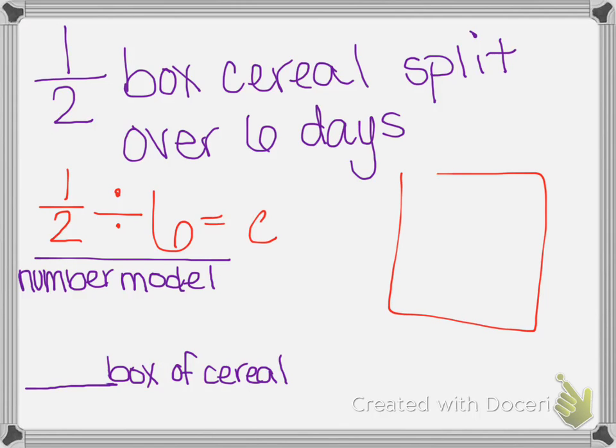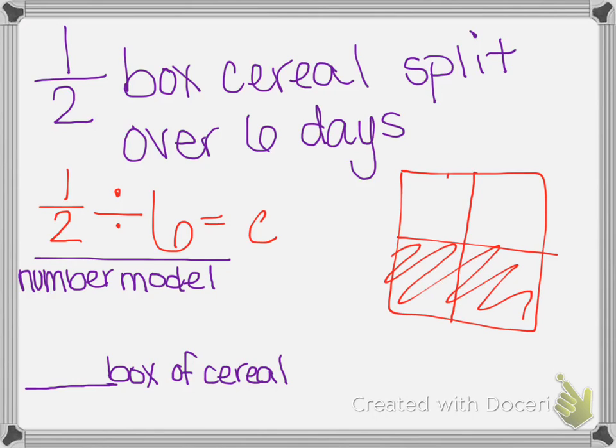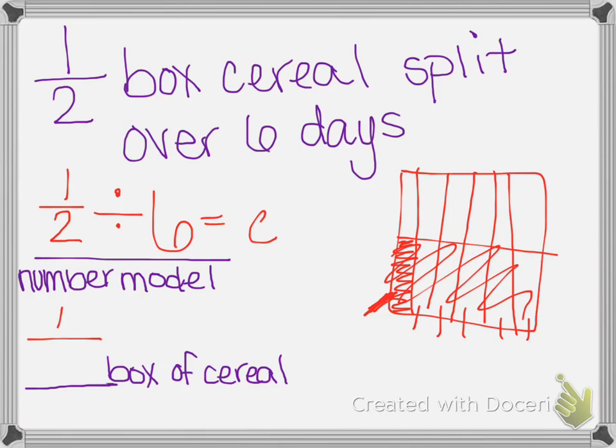So again, here's my box of cereal. Right now I have half of the box. Then I want to split that into 6 days. I'm going to have one each day. So this will be one day, this is one day, and so on. So each day I'm going to get one of these sections. So I'm going to have one out of 1, 2, 3, 4, 5, 6, 7, 8, 9, 10, 11, 12. So 1/12 of a box of cereal each day.